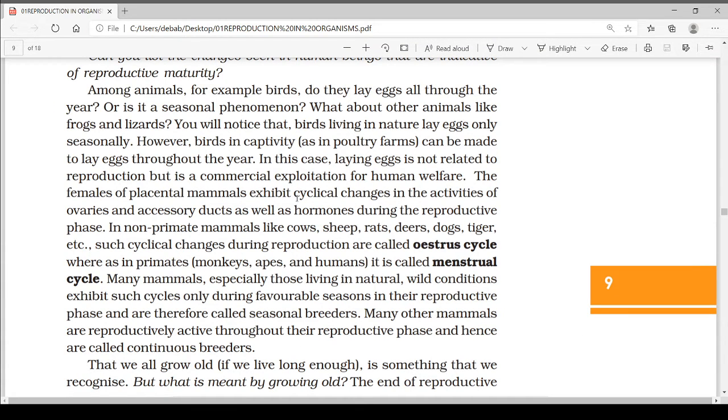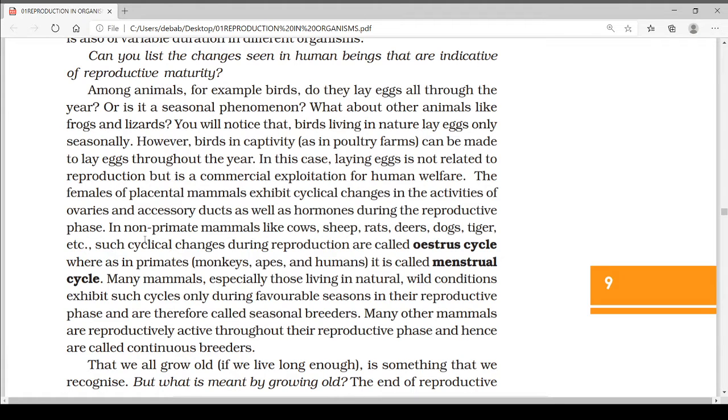The females of placental mammals exhibit cyclic changes in the activities of ovaries and accessory ducts as well as hormones during the reproductive phases. In non-primate mammals like cows, sheep, rats, deer, dogs, tiger, etc., such cyclic changes during reproduction are called oestrus cycle. Here, non-primates refer to animals that are not primates, like birds, reptiles, amphibians, and some mammals. Their cyclic changes during reproduction are called oestrus cycle.